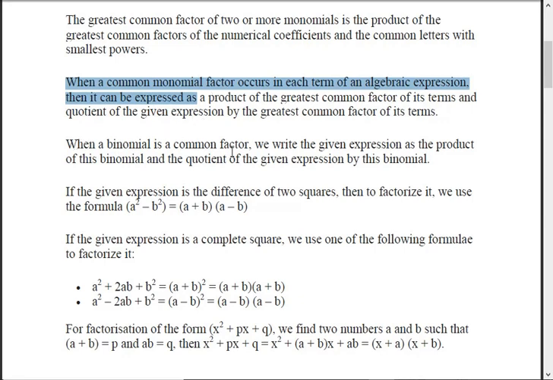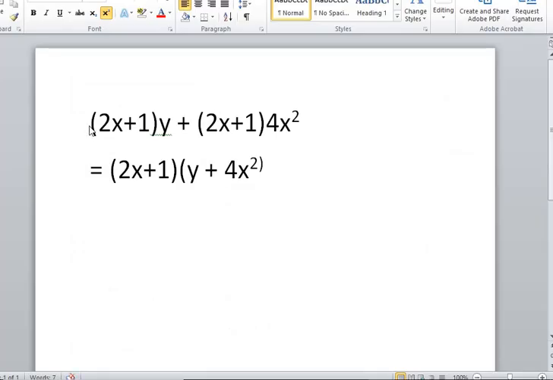Next, when a binomial is a common factor, we write the given expression as a product of the binomial and quotient of the given expression by this binomial. Now it's easy, right? Say this. When the binomial means one operate, 2x plus 1 into y. This is one expression, one part of the expression, and 2x plus 1 into 4x square. This is other part of the expression. Now there is only one operator between these two terms, right? So which is the common term? 2x plus 1. This is the binomial. It's common in both the parts of the expression.